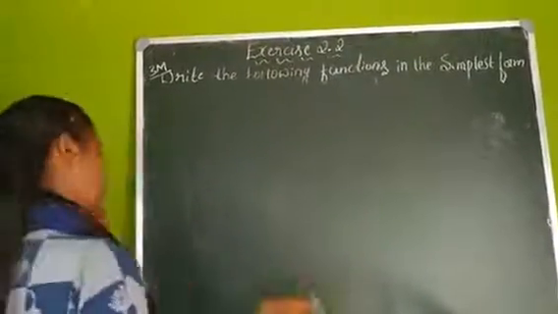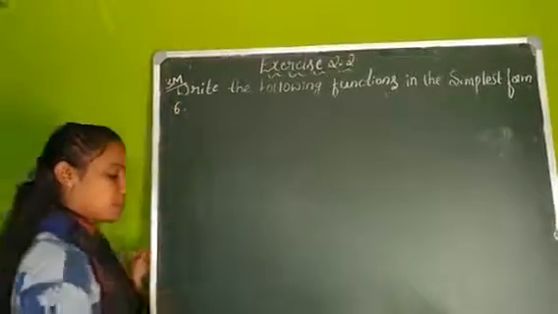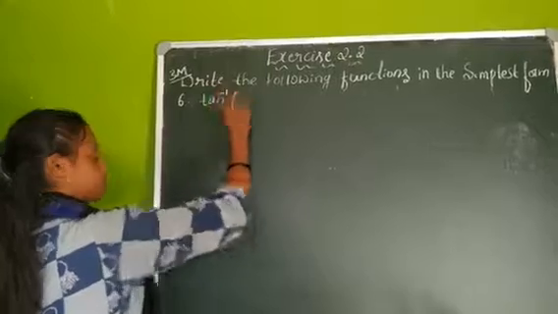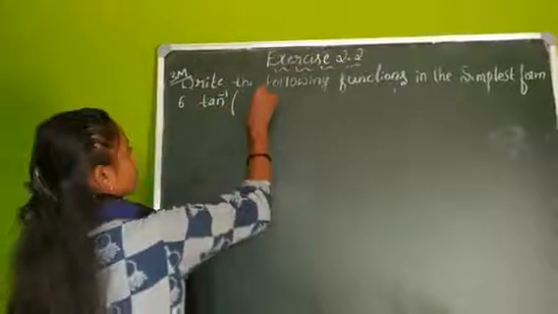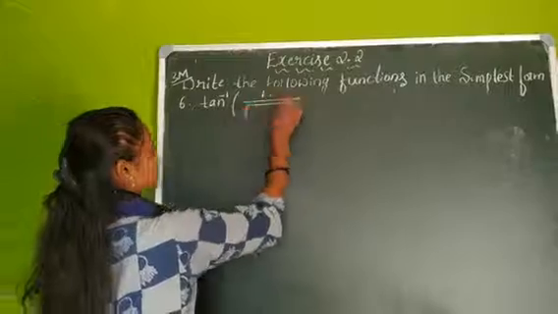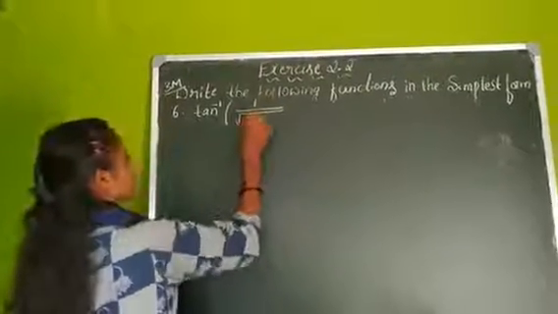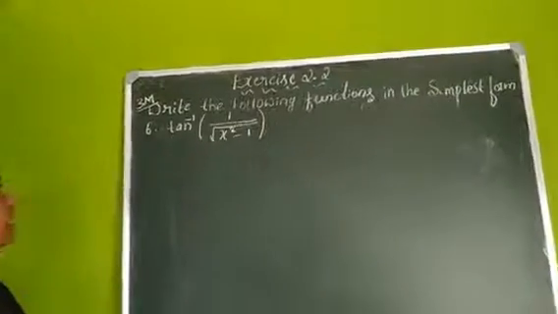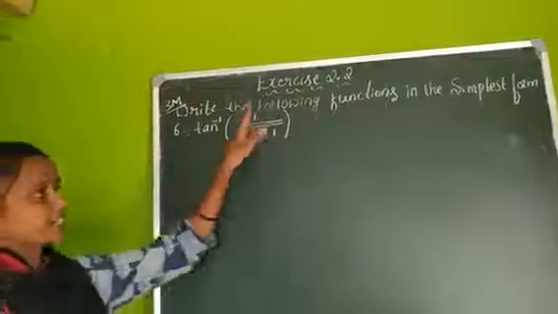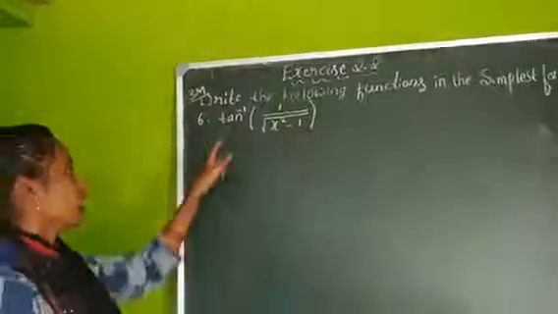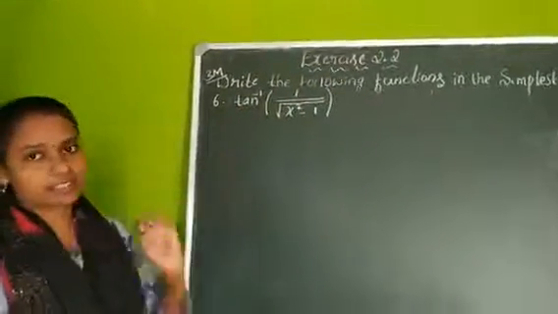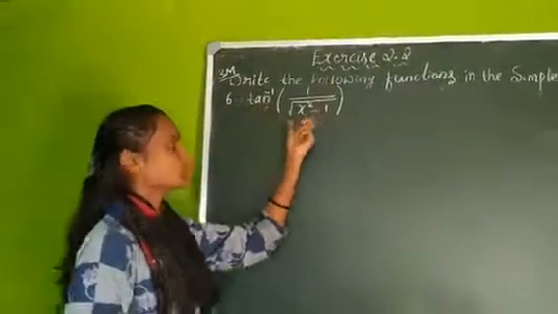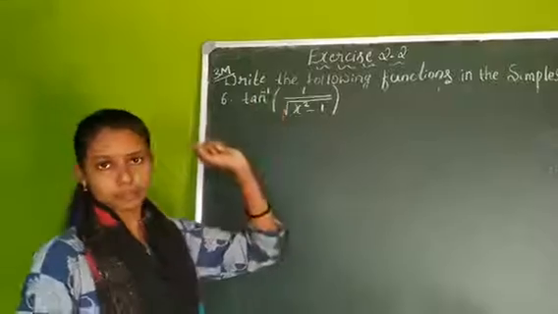The sixth one is again tan inverse of 1 divided by square root of x square minus 1. Again it is a tan inverse. As I said, in simplest form the questions will be inverse of either a tan or a cot. If it is a tan inverse and the inner function is with a variable, then you should go with a substitution.